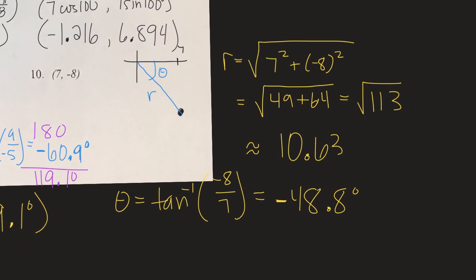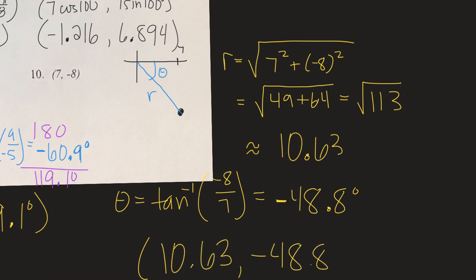So these are my values. I have a radius of 10.63 and an angle of -48.8 degrees, which is okay to have as my answer because it is a fourth quadrant point. Okay, I could also do 360 minus 48.8 and that would give me a 311.2 degree angle if you're so inclined to do that. If not, a negative angle is fine.